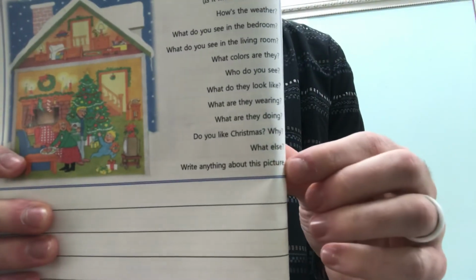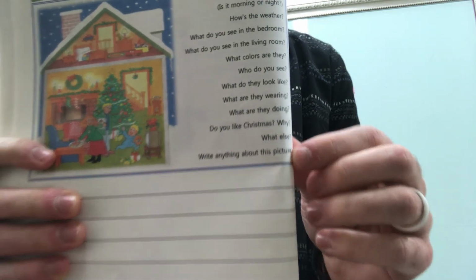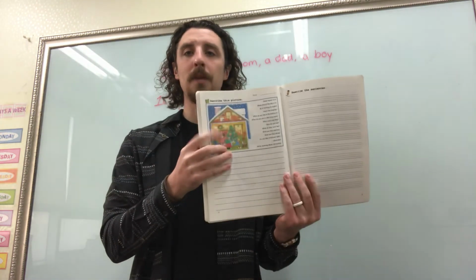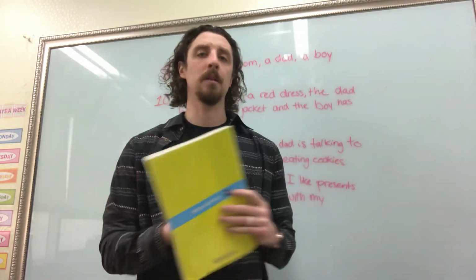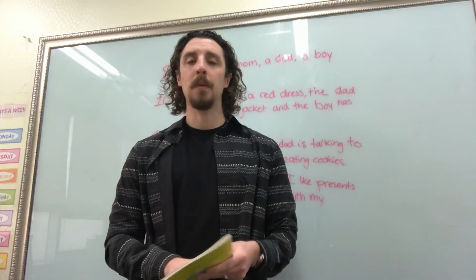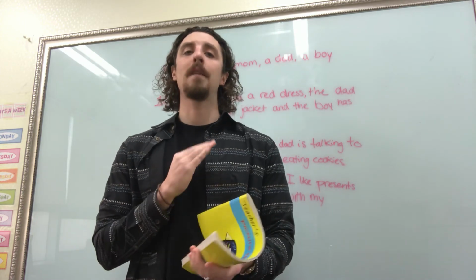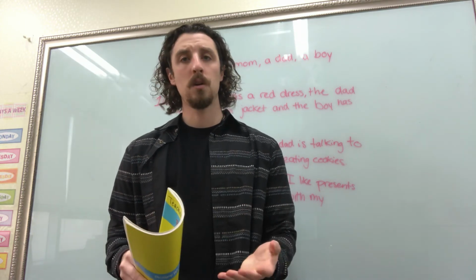And the last one is write anything about this picture. So, what you have to do is write one sentence about the picture. Anything you want about the picture. And then you are finished. When you are finished, take a picture, send it to your teacher, and we will correct it. If you have any questions, let us know, and we will help you.